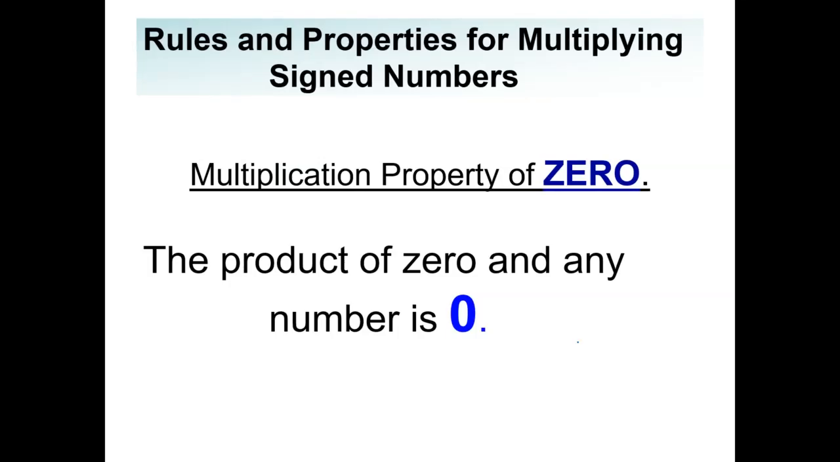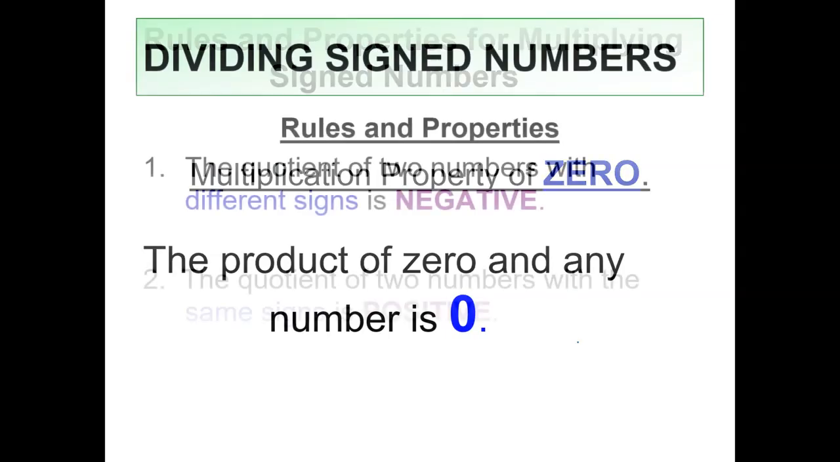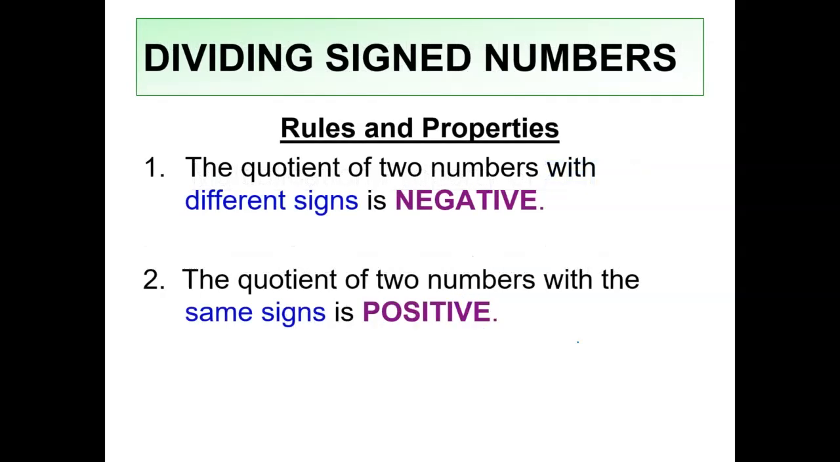The multiplication property of 0. The product of 0 and any number is always 0. Dividing signed numbers. The quotient of two numbers with different signs is negative, and the quotient of two numbers with the same sign is positive. So multiplying and dividing have exactly the same rules: with the same sign, the answer stays positive, and with different signs, the answer stays negative, for both multiplying and dividing.